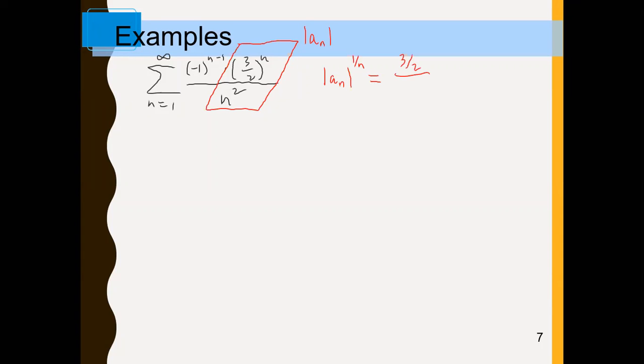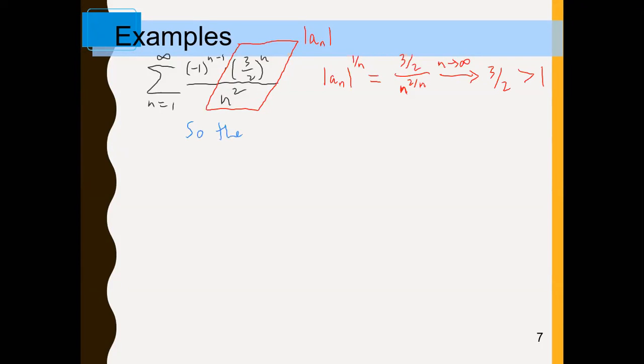And what do you get on the bottom, Daniel? Yeah, n to the 2 over n. And then you're saying take the limit as n goes to infinity. And what do you get? Right, because n to the 2 over n, as we just talked about, goes to 1, correct? So overall, this goes to 3/2, which is greater than 1. So what do you conclude, Daniel? Right. So the series diverges.